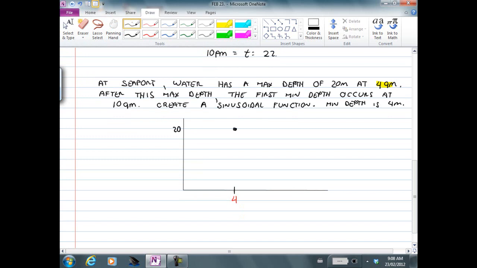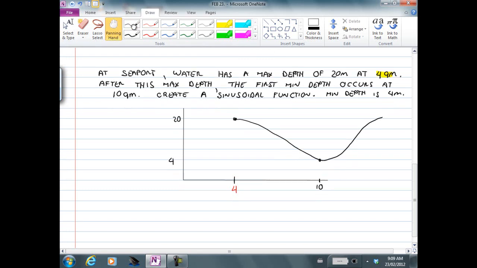The next min occurs at 10 a.m. somewhere down here. And we're going to call this 10. Not 10 a.m., but how many hours away from midnight. If this was 10 p.m., this number would totally change to 22. That's what you've got to be careful of. So this is now the min. We'll call this 4. So guys, let's draw a nice sketch. And just go, okay, and up. And voila. Just imagine what it looks like if it's perfect.